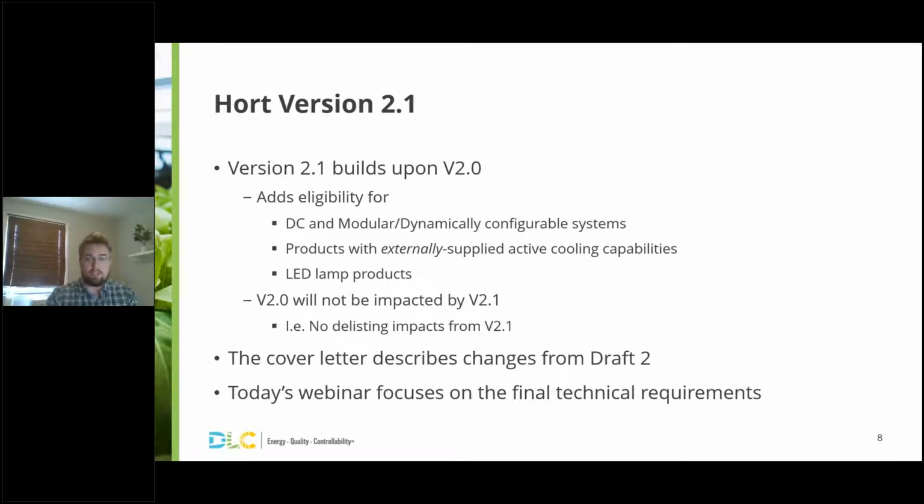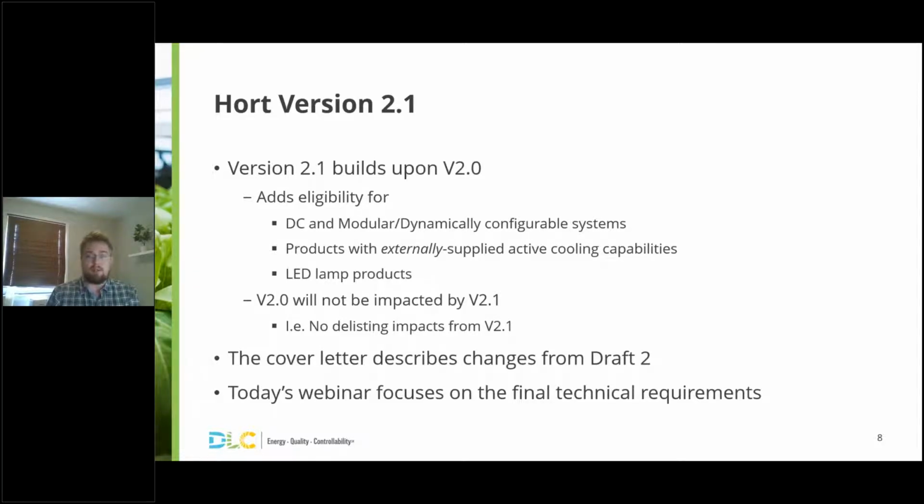Sorry about that. I think I got muted by accident. All right. So again, just to reiterate, 2.0 will not be impacted by version 2.1. So no delisting to currently listed version 2.0 products. And 2.1 listed products will follow the same timeline as version 2.0 in terms of listing and delisting. So more information on that later.